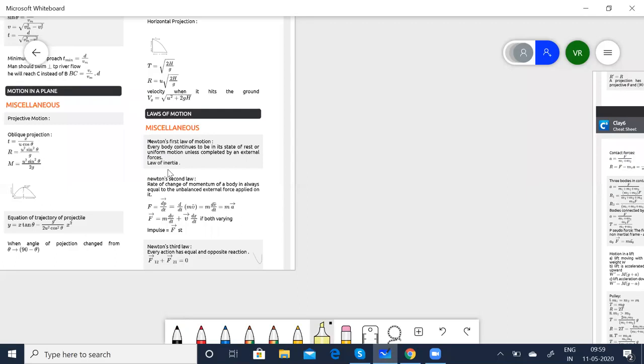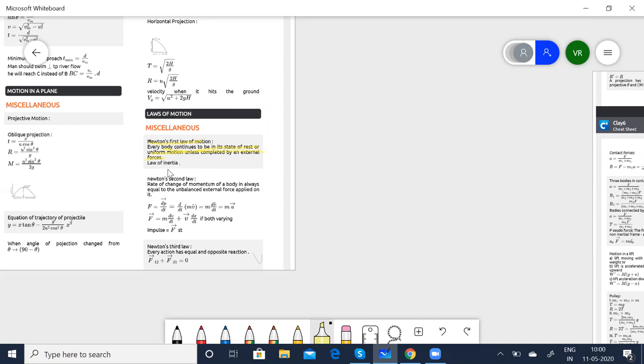Newton's first law: every body continues to be in its state of rest or uniform motion unless compelled by an external force. This law is also called the law of inertia. What is inertia? Inertia is the inability of a body to change by itself its state of rest or uniform motion along a straight line. Inertia can be of three types: inertia of rest, inertia of motion, and inertia of direction.